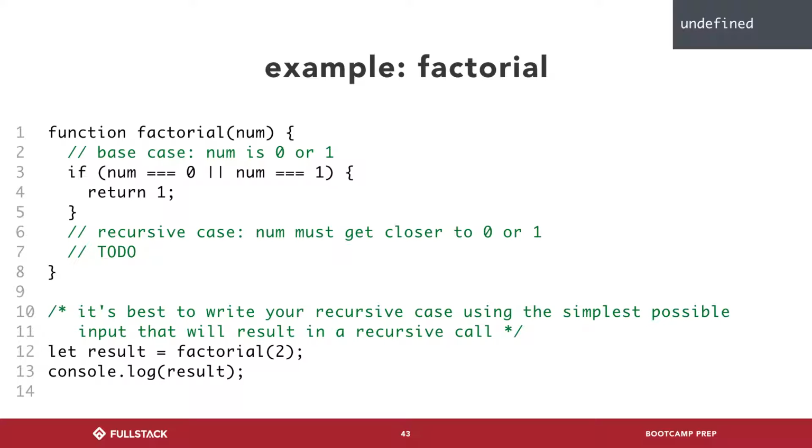We return undefined, right? Remember, every function returns something. If it was 0 or 1, we return a 1. Otherwise, I don't have a return statement, so I return undefined. And so that's why on line 13, result is undefined.